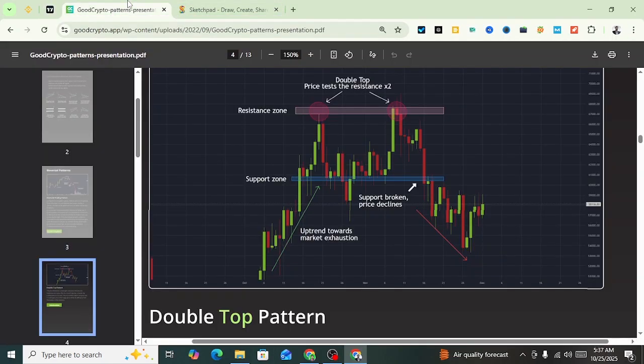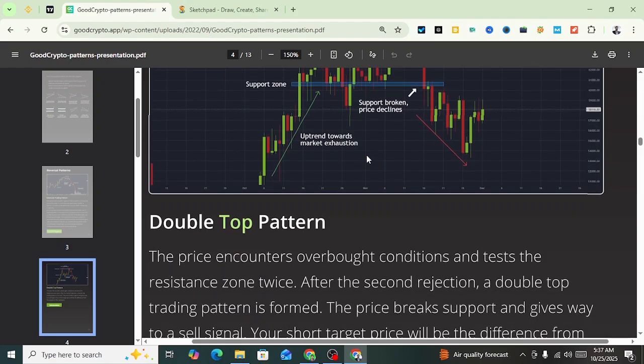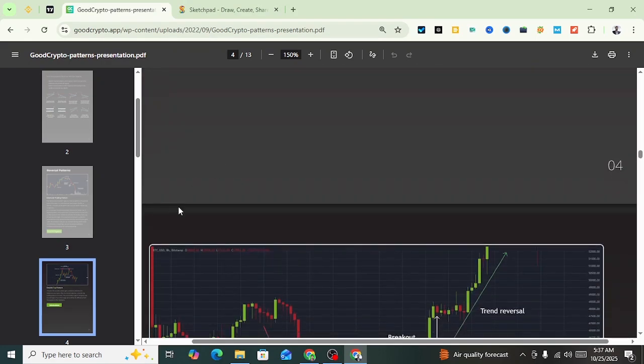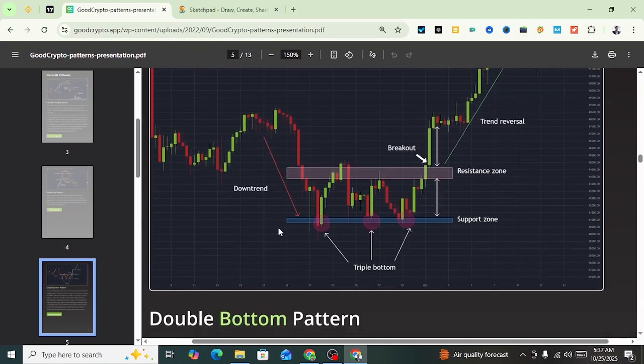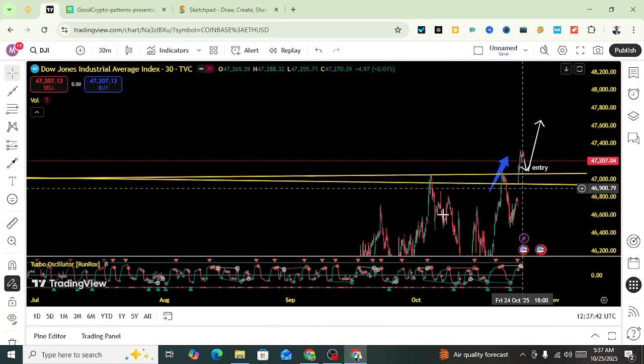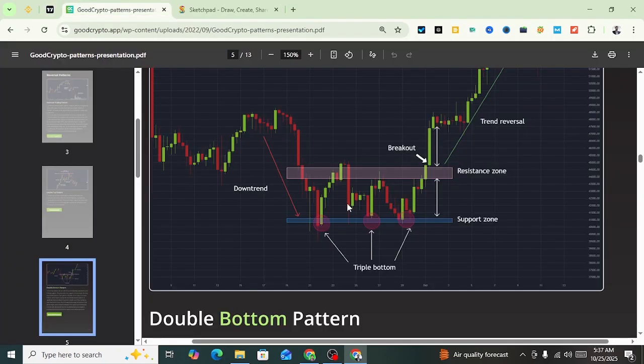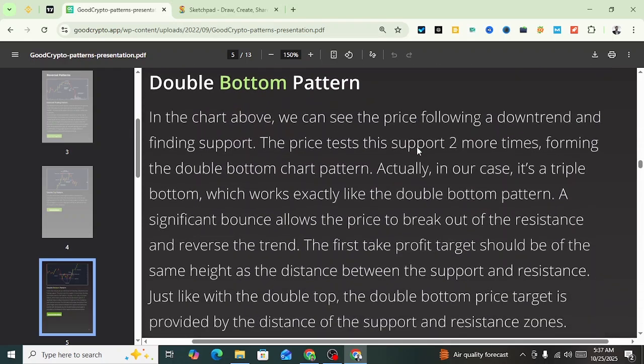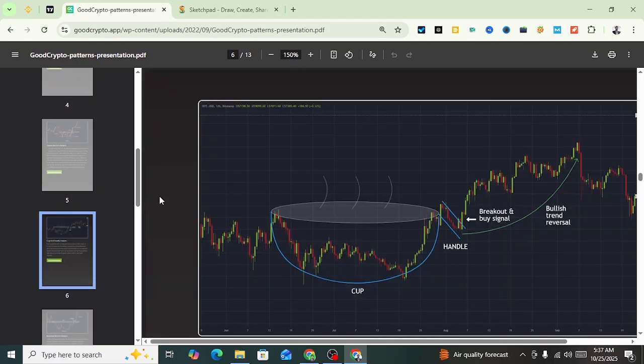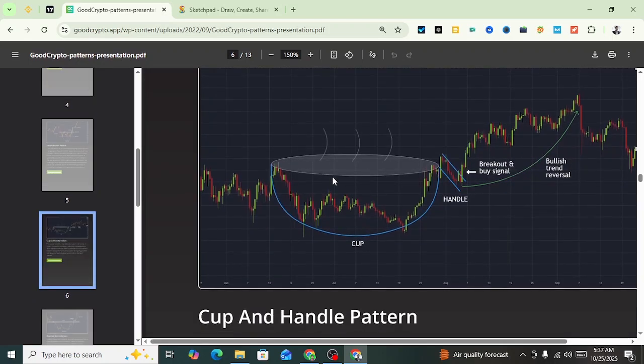So this is the resistance zone, a double trap, and this is called the double bottom pattern. The resistance, the supporting zone, the resistance area. As I'm telling you, there are the same patterns: up, down, down, up, down, down. It broke that line and it's going up. Trend reversal. When you do the practical, then we will understand this better.